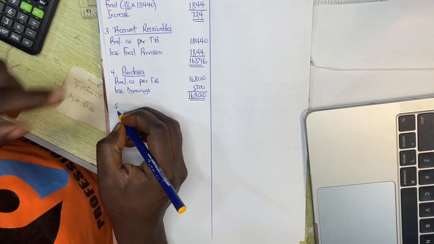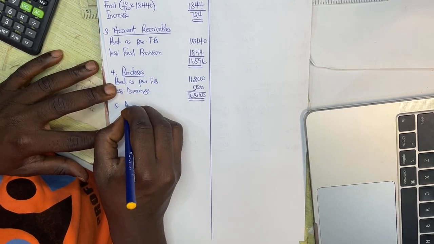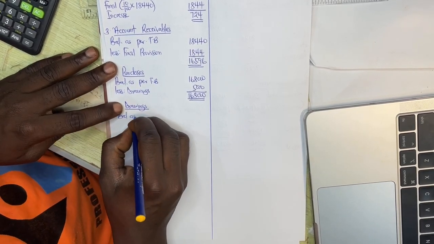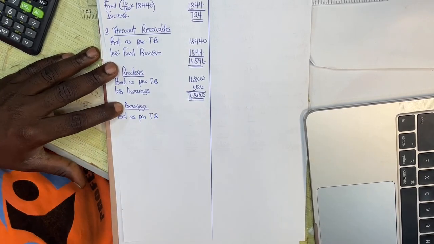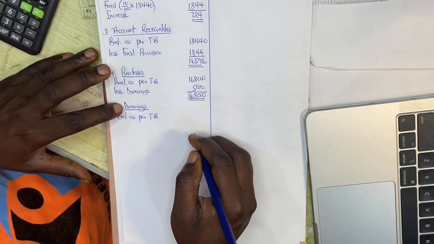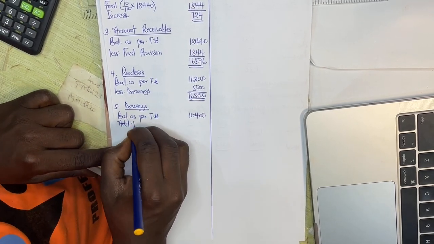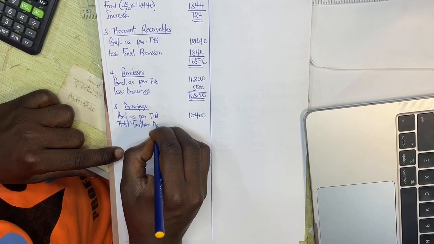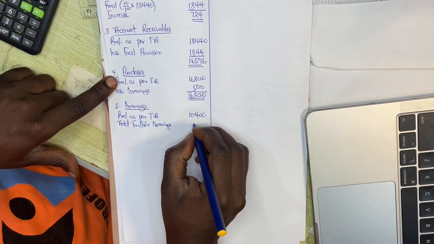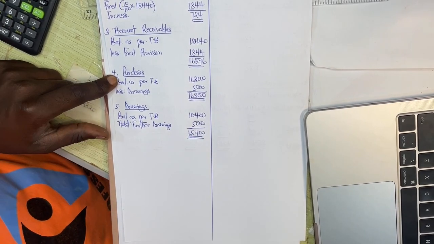Information five. The double entry or duality principle. It has affected purchases and it must affect the drawings as well. It means our drawings will increase. If we don't have any balance as per trial balance, then these drawings will be the final drawings. But I think we have drawings in the trial balance. Drawings 10,400. Then you add further drawings. With the further drawings, we saw it in the purchases account, 5,000. So it will be 15,400. We are done.